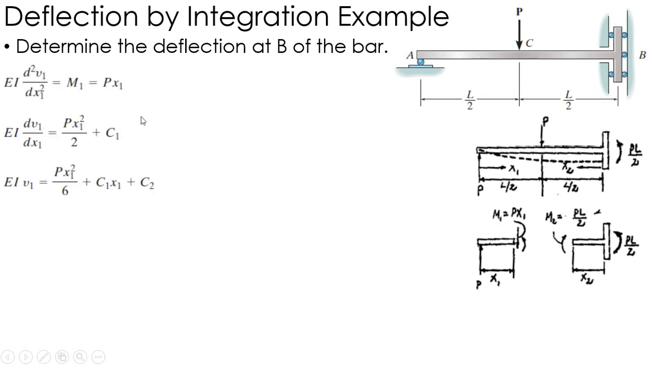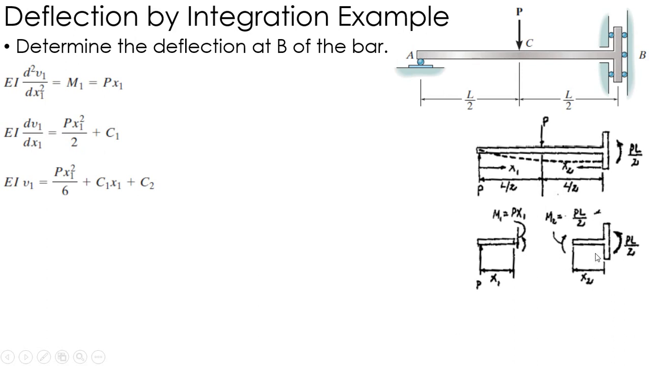Okay, so starting with x1, I know the moment is P x1, and what I do is I just integrate this twice, setting that equal to EI times the second derivative of the elastic curve. So I integrate it once, and I get P x1 squared over 2 plus an integration constant. Integrating it one more time, I get P x1 cubed over 6 plus C1 x1 plus C2. Again, there's a little typo here; that should be P x cubed.